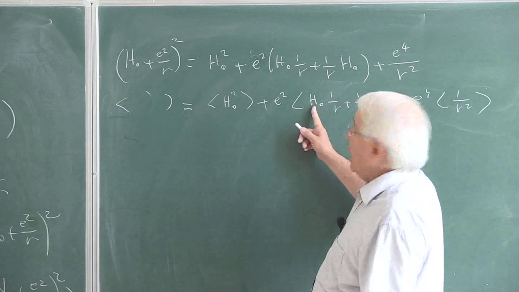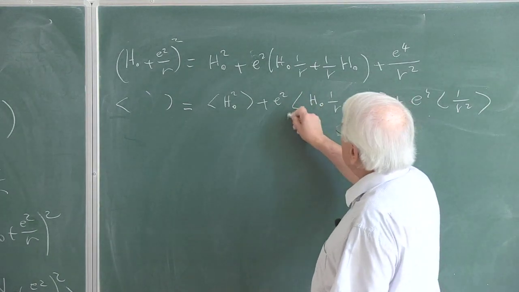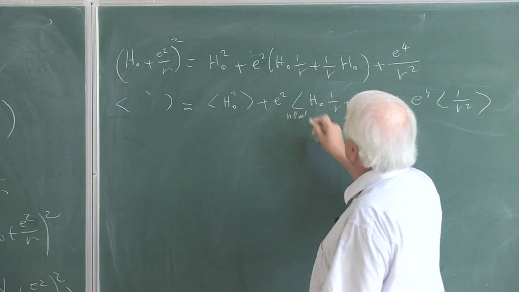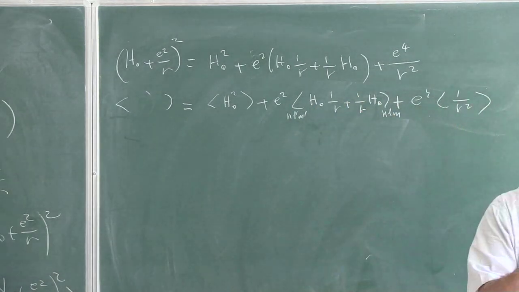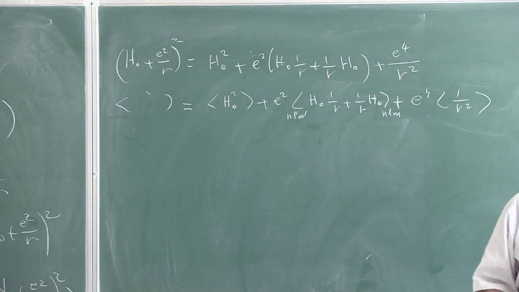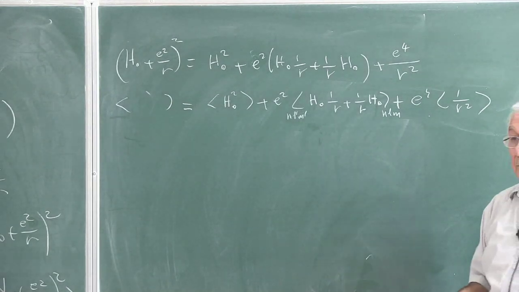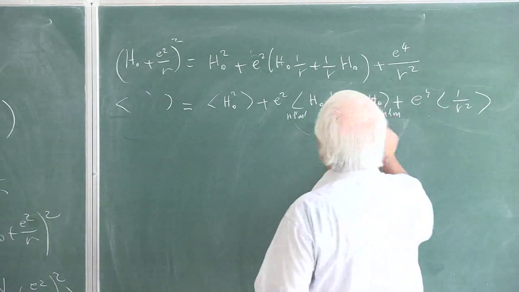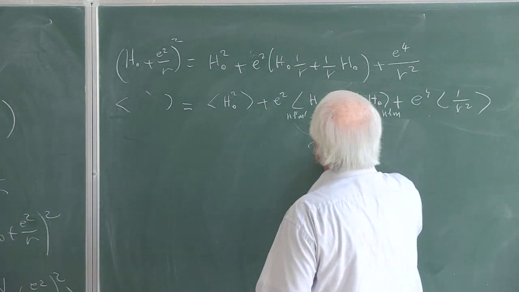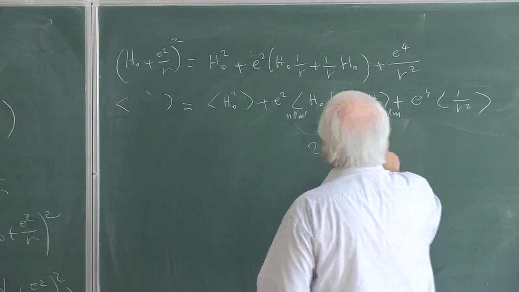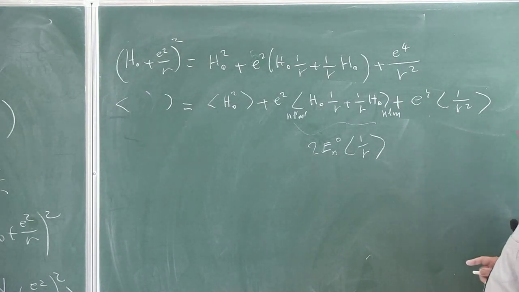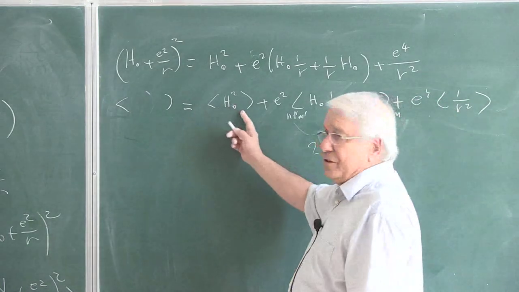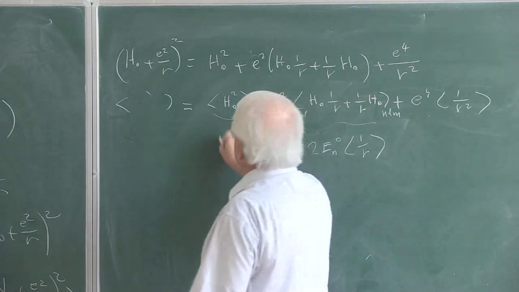H0, acting on any one of those states, they have both n, L prime, M prime and n, LM. They are the same n because we are in the same degenerate subspace. H0 acting on that state gives you what? En0, right? Therefore, this thing becomes twice En0, 1 over r. Nicely. Again, L prime, M prime on the one side, LM on the other side. Similarly in here. And what about this one? This is En0 squared already.